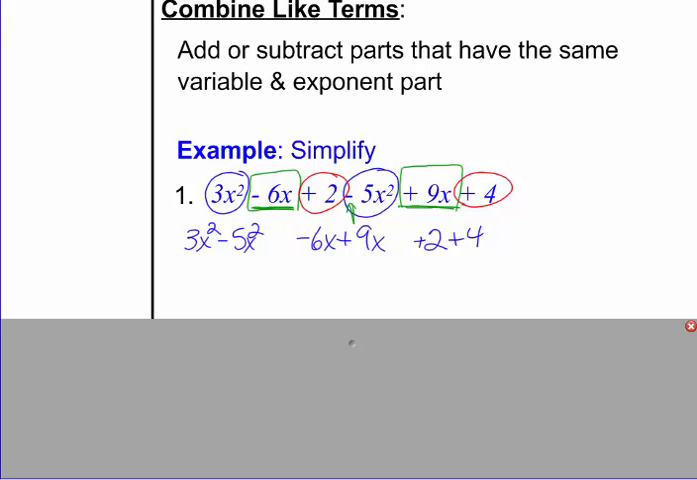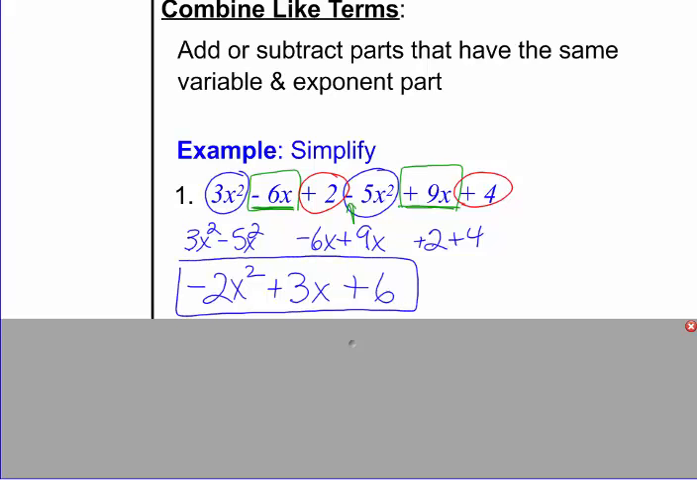So 3 minus 5, you just combine the numbers in front of those variable parts. The variable part does not change. 3 minus 5 is negative 2. A negative 6 plus 9 is a positive 3, and the variable part is an x. And then you have 2 plus 4, which is 6. So this is our final answer, negative 2x squared plus 3x plus 6.